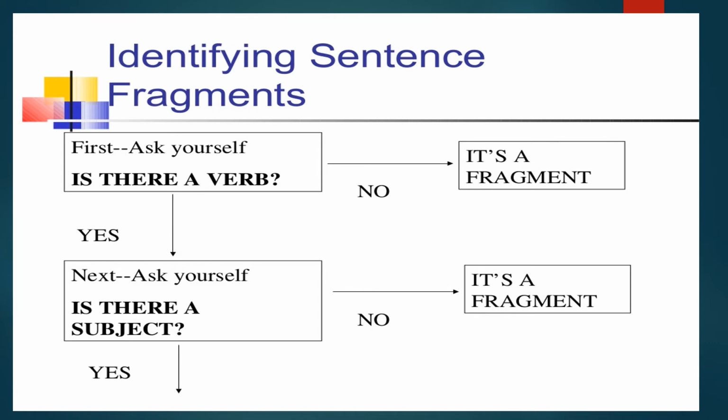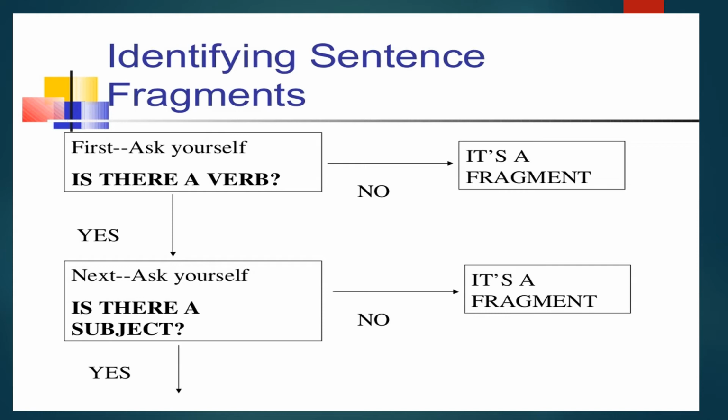How do we identify a fragment sentence or incomplete sentence? Firstly, when we look at a sentence, we should ask ourselves, is there a verb in the sentence? So we need to identify a verb in the sentence. If there is a verb, then we'll move to the next step, and if there is no verb in the sentence, then it is definitely a fragment.